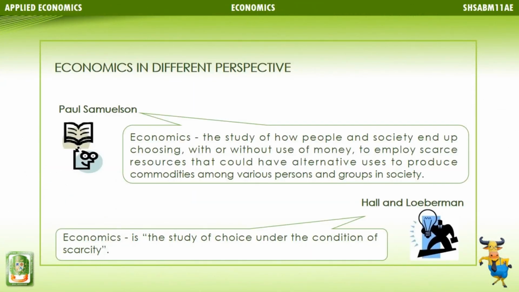Economics, according to Paul Samuelson, is the study of how people and society end up choosing, with or without use of money, to employ scarce resources that could have alternative uses to produce commodities among various persons and groups in society. And according to Hall and Lieberman, economics is the study of choice under the condition of scarcity.